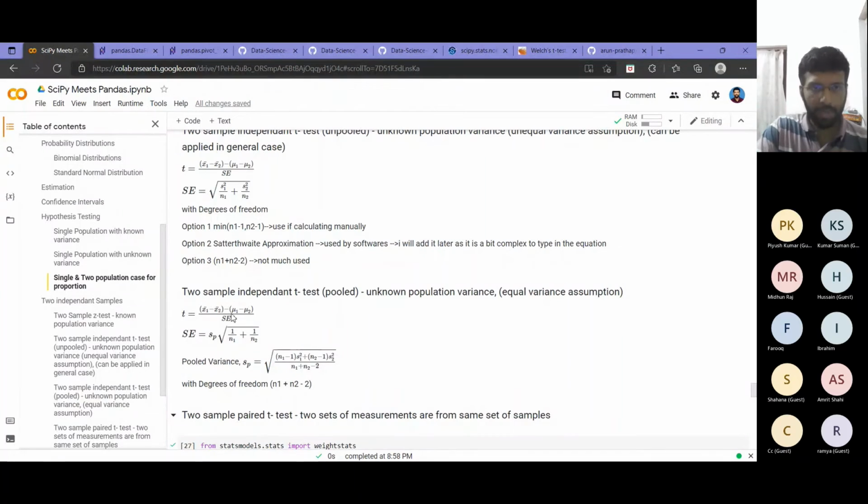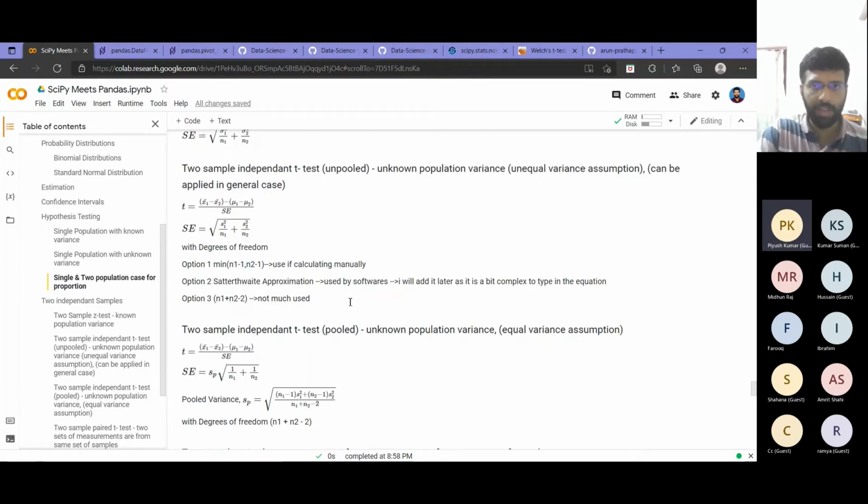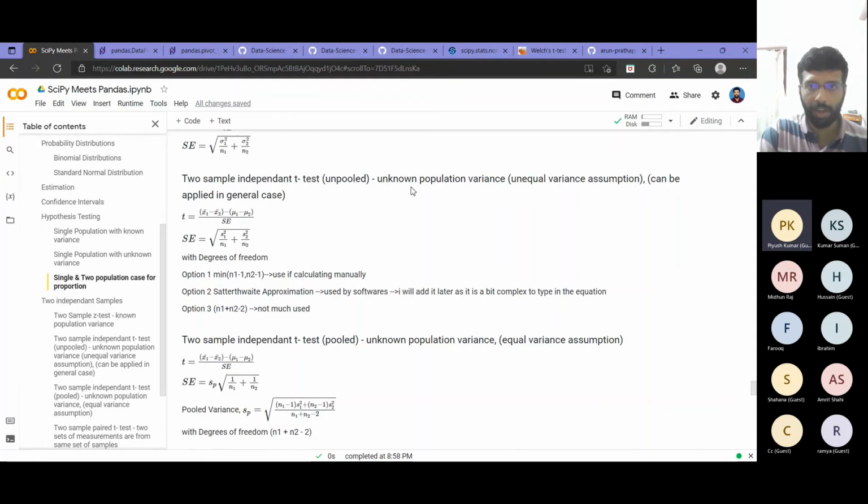The second case is the two-sample independent t-test. This is also called a pooled t-test. If you compare here, I said unknown population variance, here also unknown population variance. The assumption here is unequal variance, and there it is equal variance. So I am assuming that for the two samples I am considering, the standard deviations of the corresponding populations are the same. In that case, I can go for a pooled t-test.